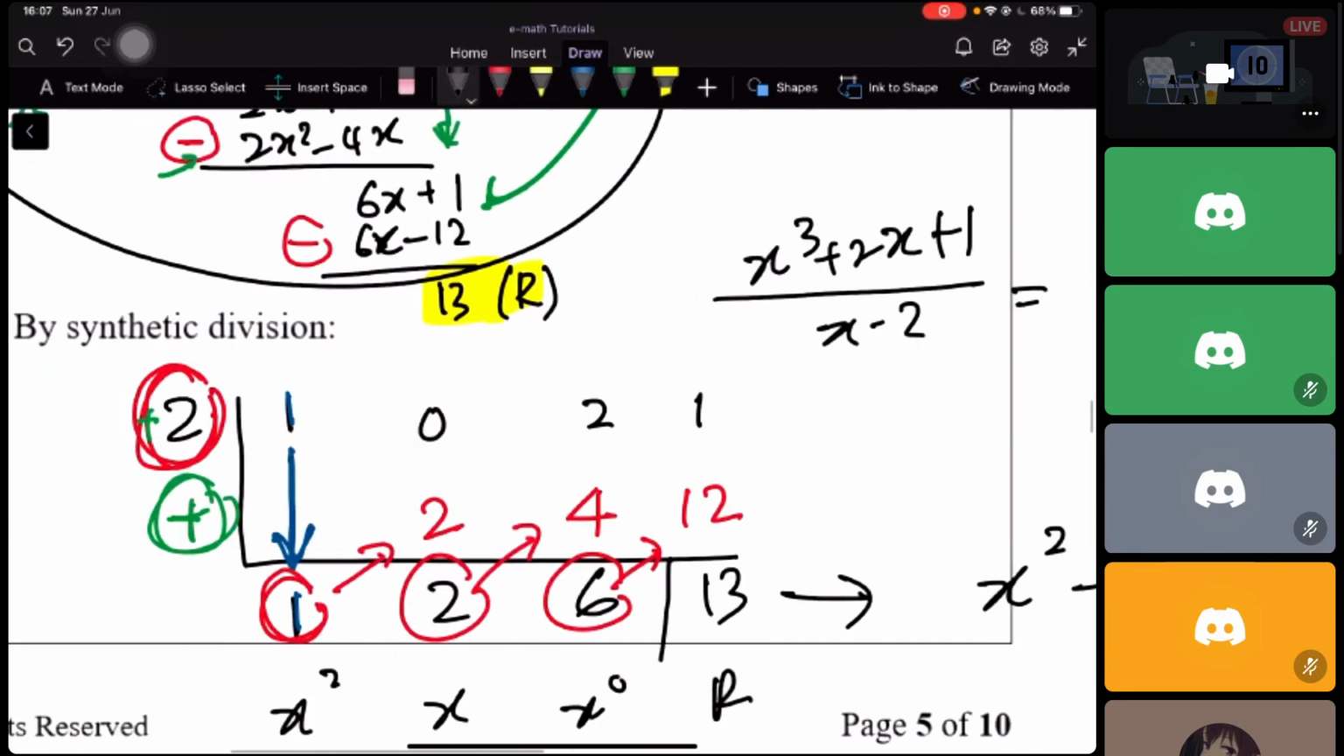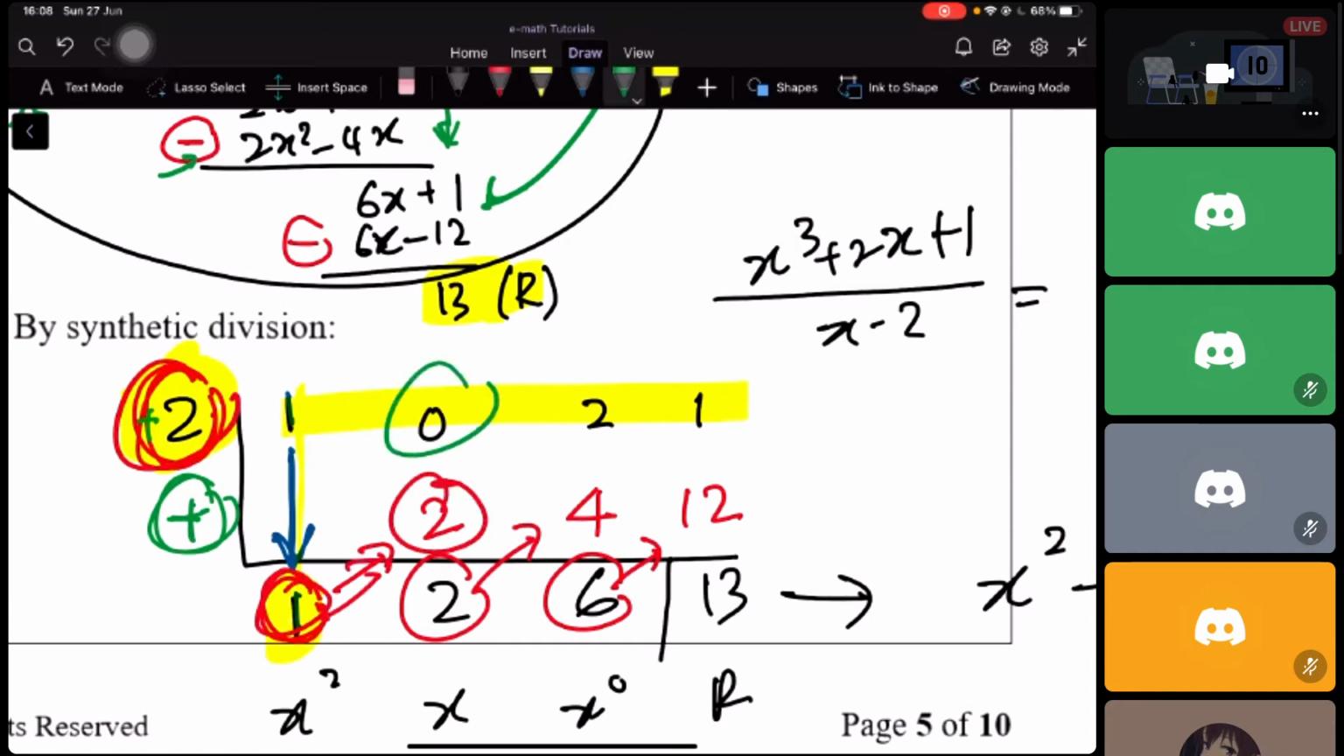Basically, you just write down all the coefficients. Your C here, I will tell you what C is later after we talk about the remainder theorem. Your C here, first step, bring down right here. Then this times that, bring here. This plus this right here.